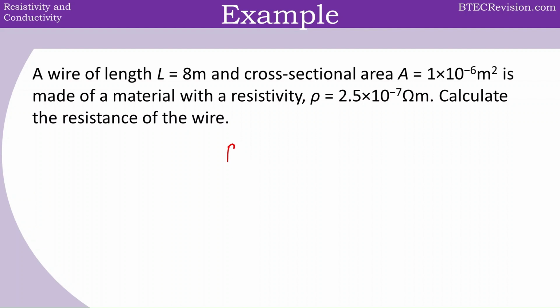Now, we know the equation R equals rho L over A. Looking at the units, they are all in the correct form, and the equation is in the correct form as well. So we can just plug in our numbers. So that would be 2.5 times 10 to the power of minus 7 times the length, which is 8, divided by the area, 1 times 10 to the power of minus 6. So plugging that in our calculator gives us a value of 2, and therefore that's 2 ohms.